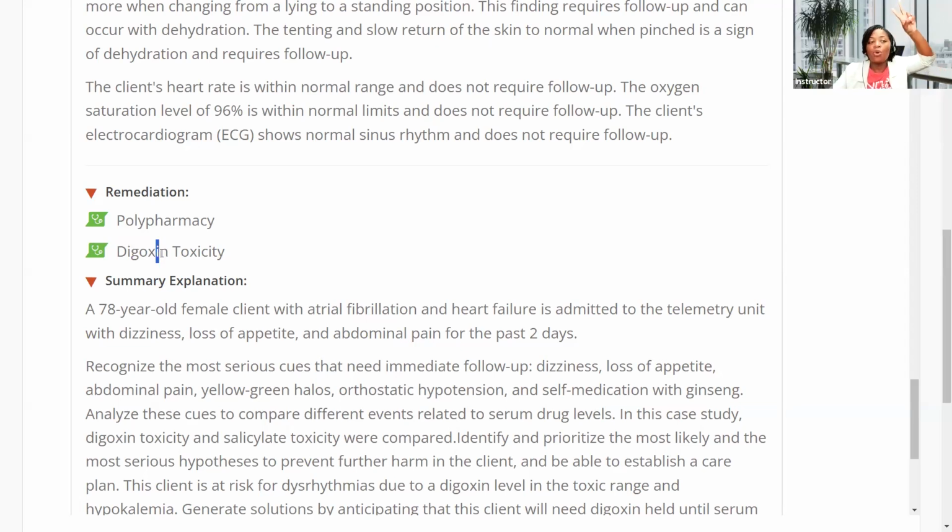So anything over two puts your patient at risk for digoxin toxicity. Your book says like 2.4 is really when you start seeing the symptoms. But as we saw, our patient was 2.1 and they were already having these symptoms. They were older too, so that's another thing. Patients who are older tend to have a lot more adverse reactions to medications, all right?